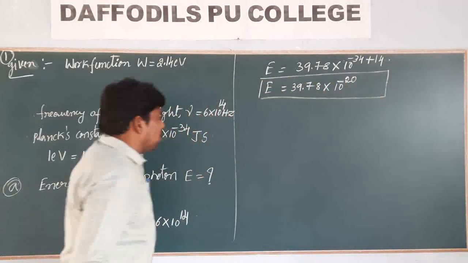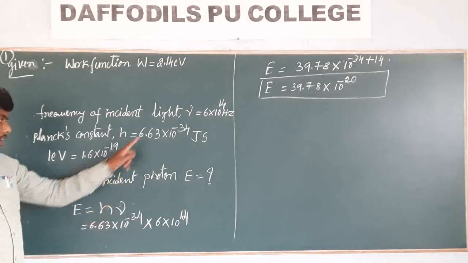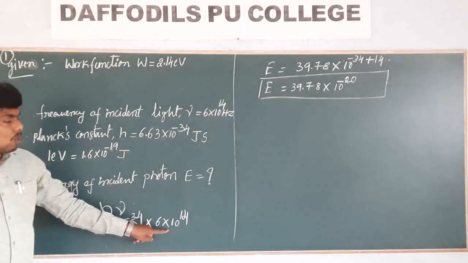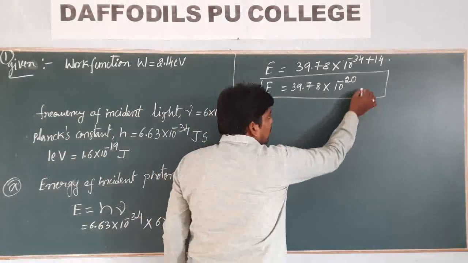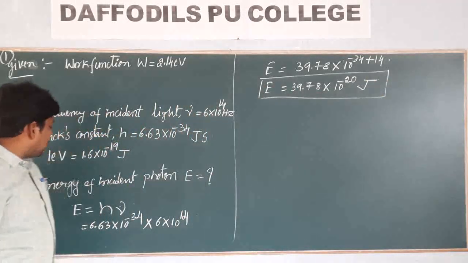Is it in terms of joule or electron volt? Here, Planck's constant they have given in terms of what? Joule second, that is SI. Frequency, that is also SI. So the energy also will be in terms of the joule. Next, A is over. Next, what we have to calculate?